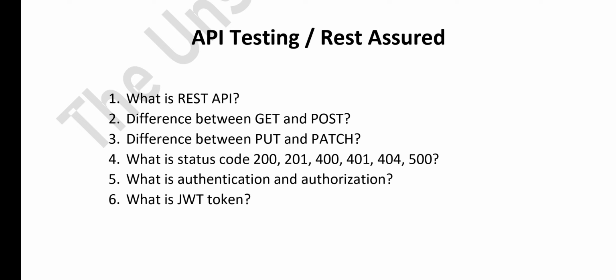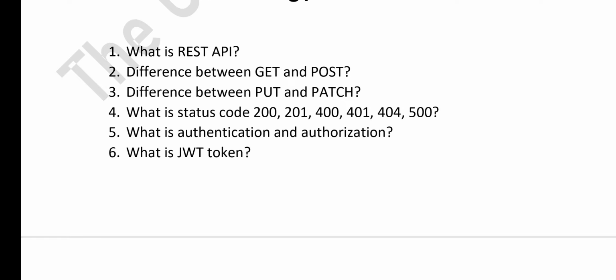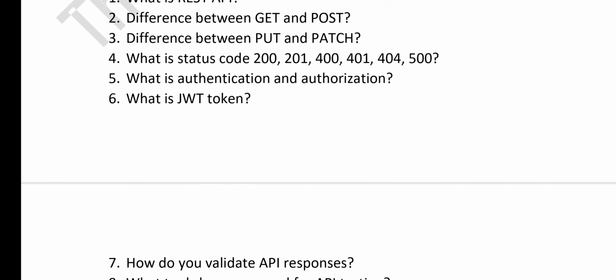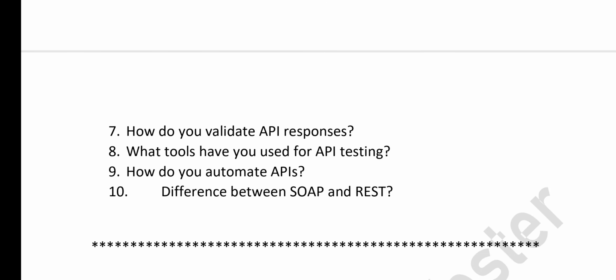Okay. So the next set of interview questions are purely based on API testing, and they might ask you to write the Rest Assured code, or they might ask you the concepts on Rest Assured also. Okay, so the set of interview questions goes like, what is REST API, difference between GET and POST, PUT and PATCH, and the status codes, difference between authentication and authorization. What is JWT token? How do you validate API responses?